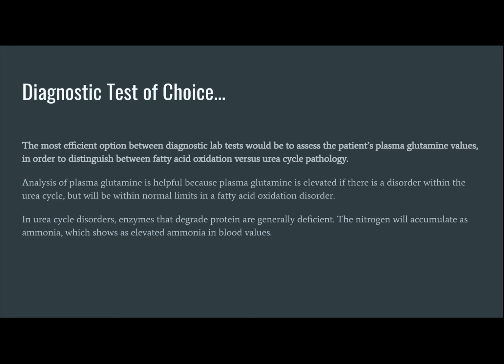The most efficient option for diagnostic tests to distinguish between fatty acid oxidation and urea cycle pathology is the plasma glutamine values. Analysis of plasma glutamine is helpful because plasma glutamine is elevated if there is a disorder within the urea cycle, but it would be within normal limits in a fatty acid oxidation disorder. In a disorder having to do with urea cycles, enzymes that degrade protein are generally deficient. The nitrogen accumulates as ammonia and will show as elevated ammonia in blood values.